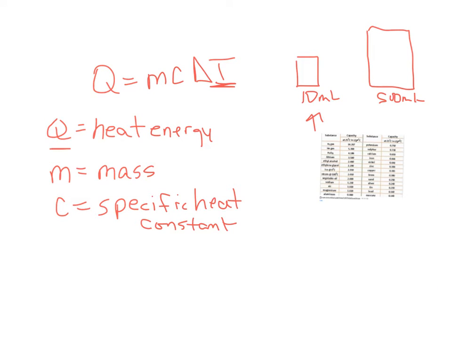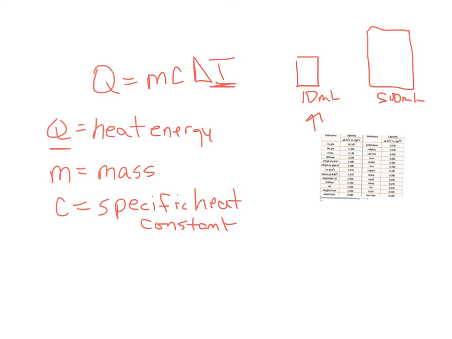Okay, so specific heat constants are specific for different materials, different substances, and they're a given. We can classify substances based on their specific heat. I'm going to keep repeating that over and over because that's the key takeaway here.